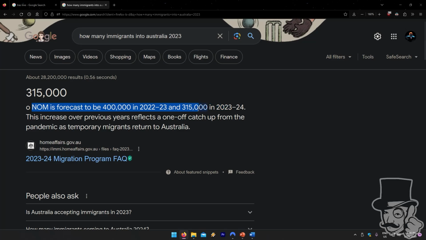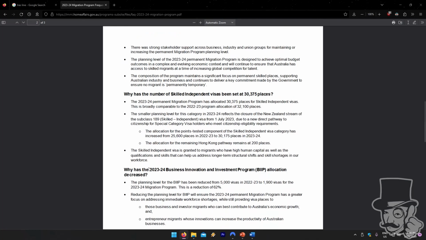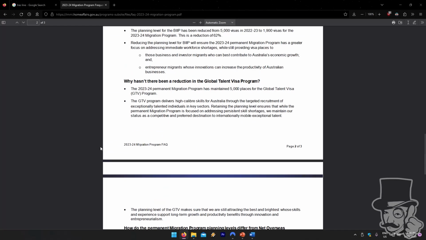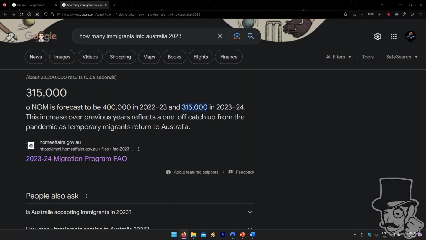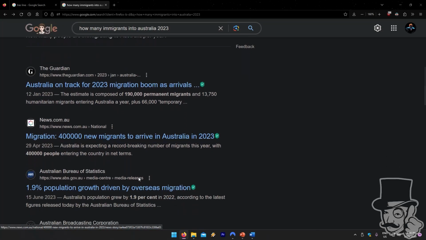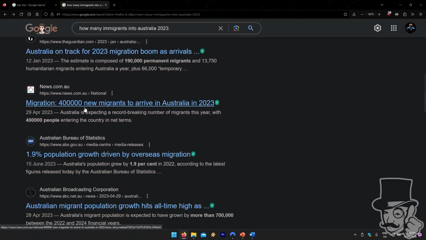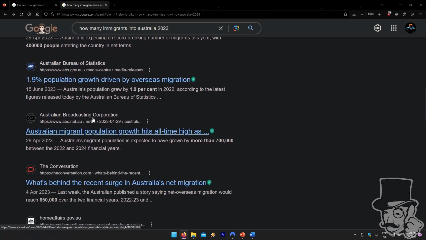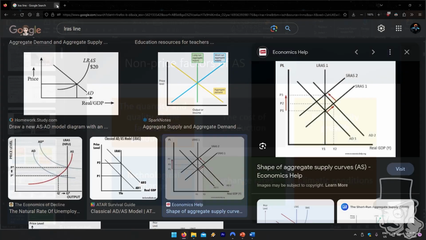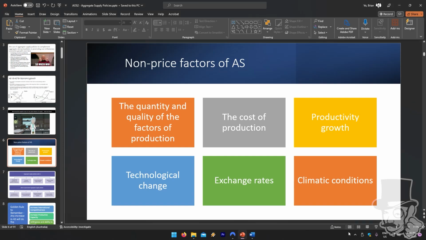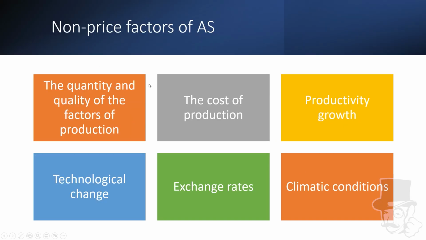And then 315,000 by 23-24, so yeah, we're bringing a lot of people in. Just to give you an idea, I think during the pandemic we had negative net migration, so we actually were losing people, which is no surprise. People didn't want to be here, we shut our borders, so people were leaving the country and not enough people were coming in to replace them. 400,000 new migrants, unbelievable. Alright. So yeah, there you go, there are some non-price factors of AS.